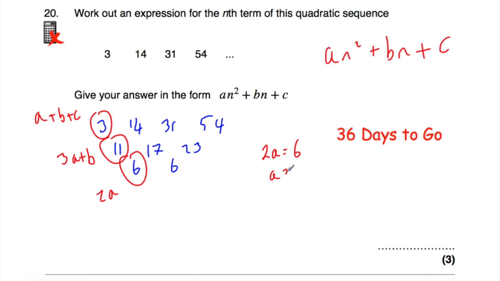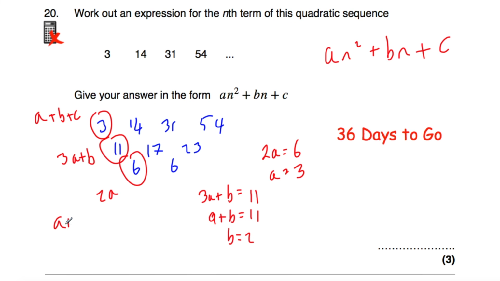So we've got 2a equals 6, and if we divide both sides by 2, we get a is equal to 3. Next, we've got 3a plus b is equal to 11. Now 3 times 3 is equal to 9, so we get 9 plus b is equal to 11. Taking away 9 will give us b is equal to 2.